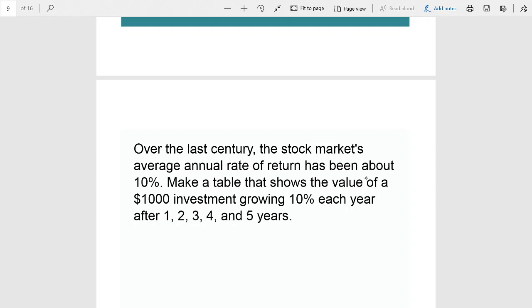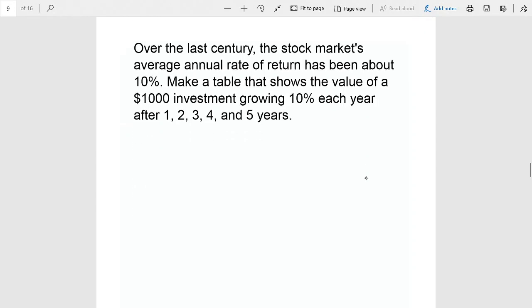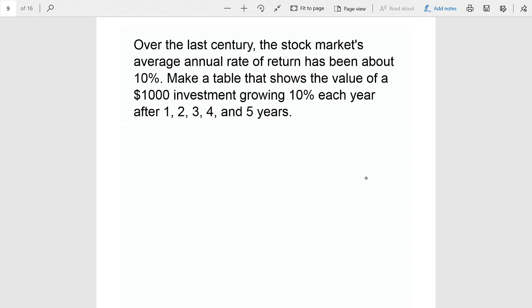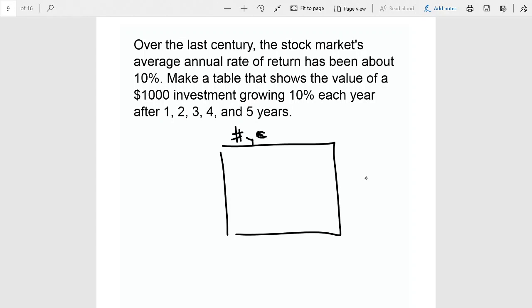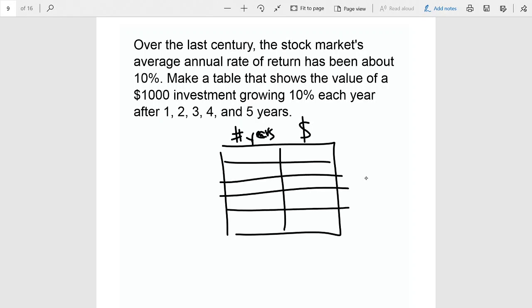So this says over the last century, the stock market's average annual rate of return has been about 10%. Make a table that shows the value of a $1,000 investment growing 10% each year after 1, 2, 3, 4 years. Okay, so let's do that. We should say number of years for my first column, and then the money that we're going to receive. Alrighty, so if I do this, what I'm going to do is I started with $1,000 and I want 10% of that. Well, that gives me $100 that I add on.